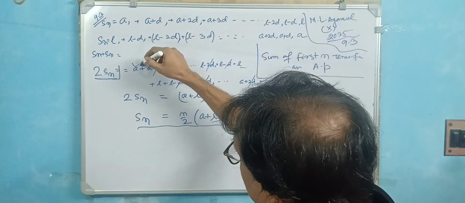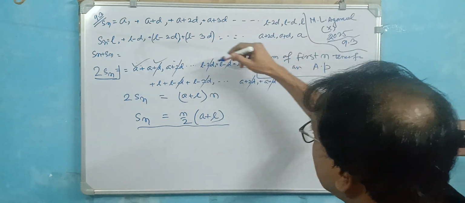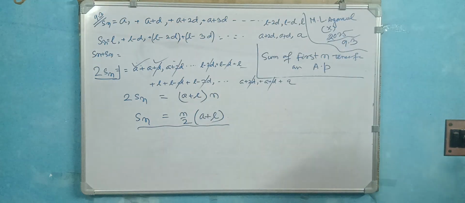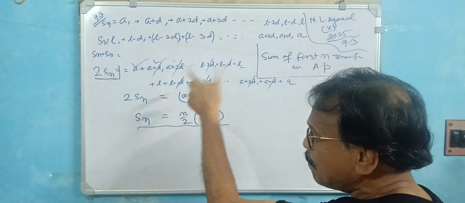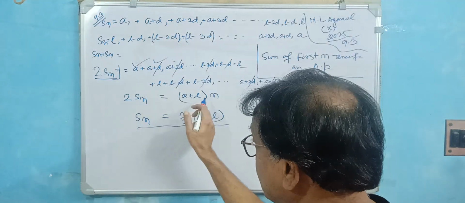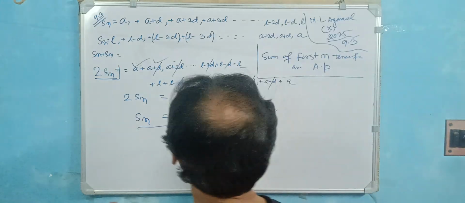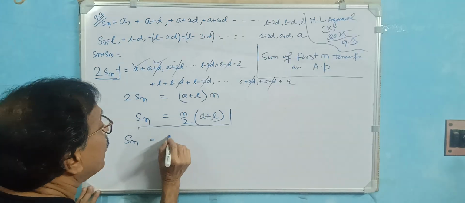Ultimately, what is left? a. Here is also a, and this is l. Actually, it is n times, so a + l, n times. So 2Sn is this. Sn is equal to n by 2 (a + l). Suppose in an example. And here is a formula. The other formula is Sn is equal to n by 2.